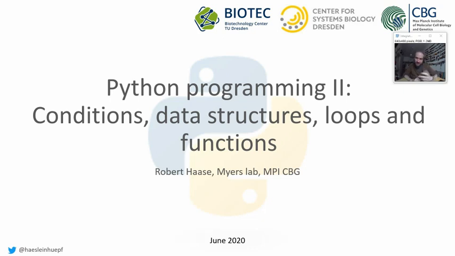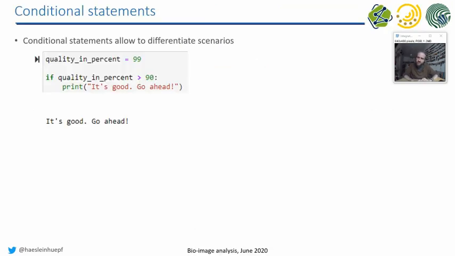So this is the second part, Python programming, basics of Python programming, and we will have a look at conditions, data structures, loops, and functions. Conditional statements allow us to differentiate scenarios, and similar to the for loop I introduced to you last week, you see again indented code after an if statement and a colon at the end of the line.